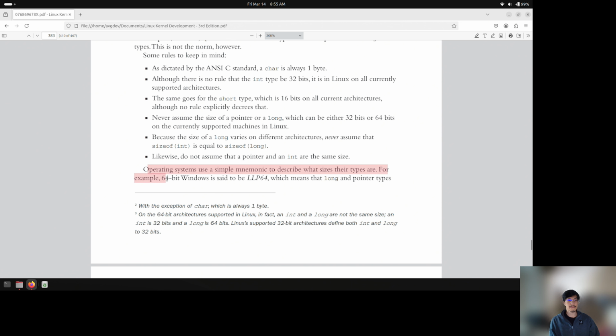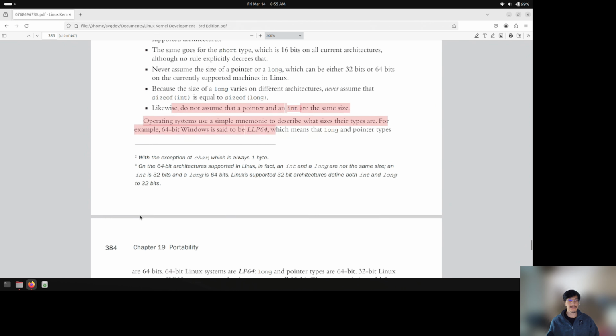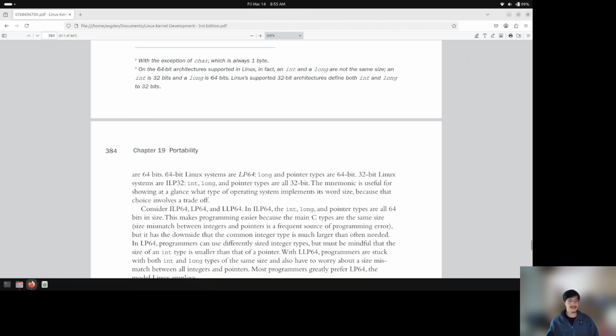Operating systems use a simple mnemonic to describe what sizes their types are. For example, 64-bit Windows is said to be LLP64, meaning that long long and pointer types are 64 bits. 64-bit Linux systems are LP64: long and pointer types are 64-bit. 32-bit Linux systems are ILP32, meaning int, long, and pointer types are all 32-bit. The mnemonic is useful for showing at a glance how an operating system implements its word size, because that choice involves a trade-off.